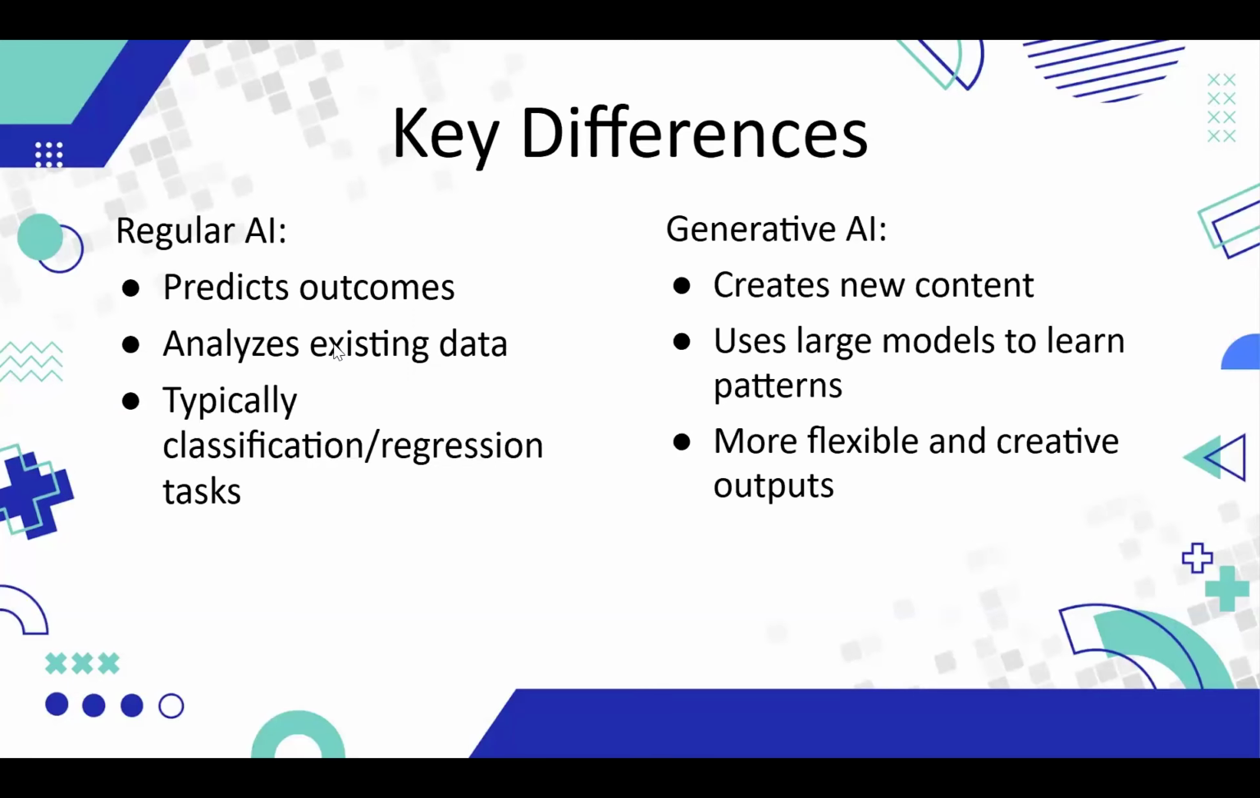Here's a simple way to compare the two. Regular AI focuses on predicting outcomes using existing data. It's usually used for tasks like classification and regression. Generative AI, on the other hand, creates new content. It uses large models that learn patterns and generate output that didn't exist before. In short, regular AI equals predict, and generative AI equals create.